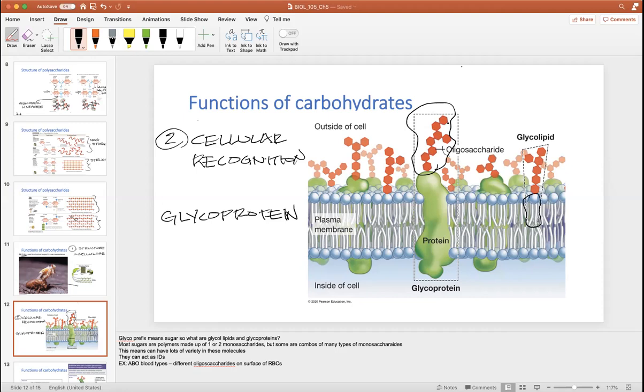I'll give you an example. Your ABO blood type is a result of different sugars on the surface of your blood cells. If you are type A, you have a particular sugar on the surface of your blood cells. If you're type B, you have a second type of sugar. If you are type O, you lack those sugars. And if you're type AB, you have both of those sugars, okay? And so that helps with recognition.